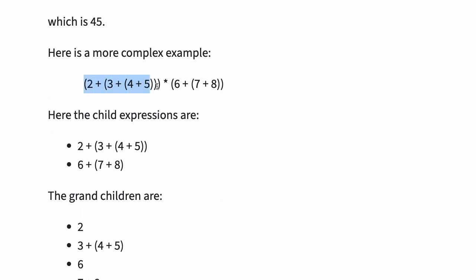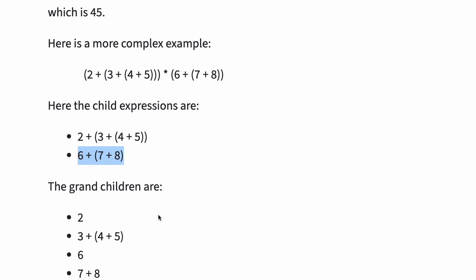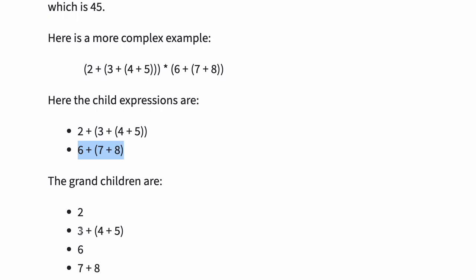Here is a more complex example. 2 plus 3 plus 4 plus 5 times 6 plus 7 plus 8. Here the child expressions are 2 plus 3 plus 4 plus 5 and 6 plus 7 plus 8. The grandchildren are 2, 3 plus 4 plus 5, 6, and 7 plus 8.